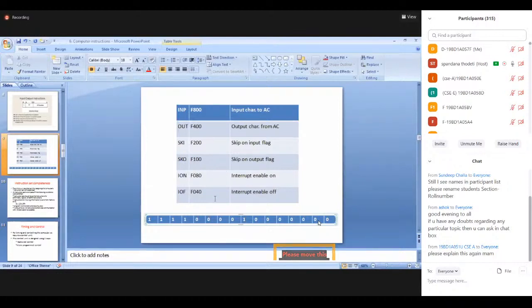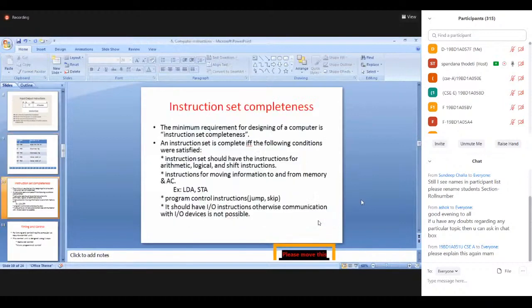When the interrupt is solved, you need to set the IEN flag to 0. That is performed whenever this value is F040. Whenever the IR value is F040, the IEN flip-flop value is set to 0, which means that the interrupt has been solved or serviced. Clear?